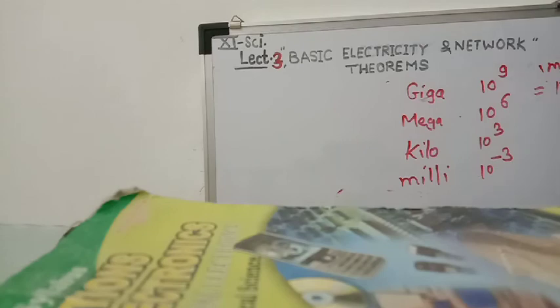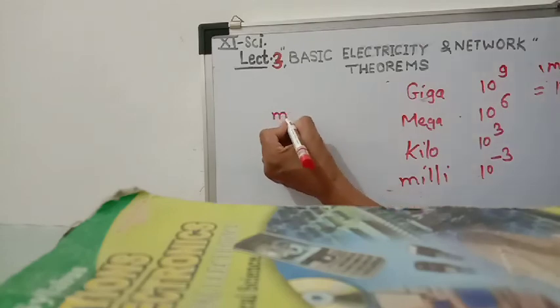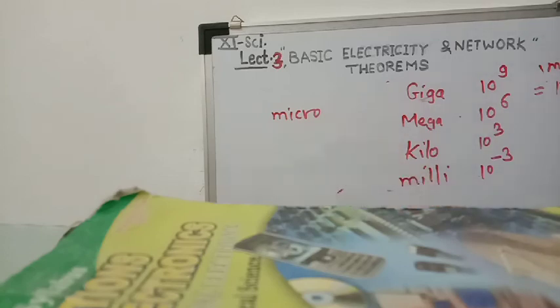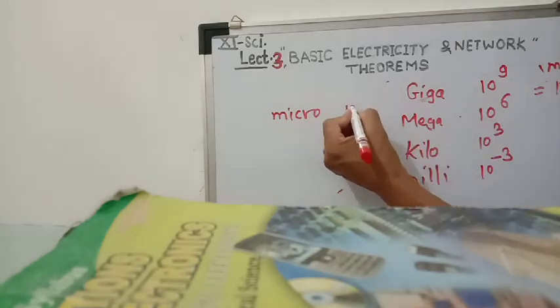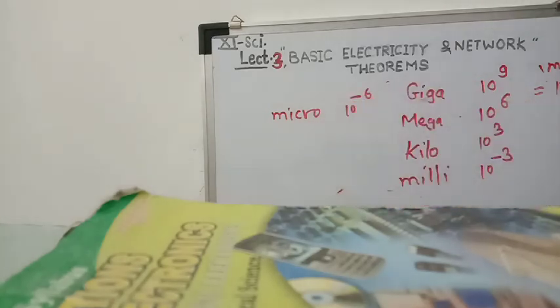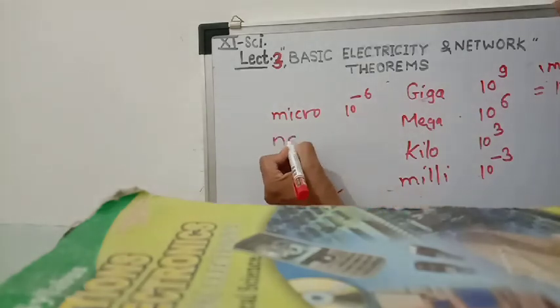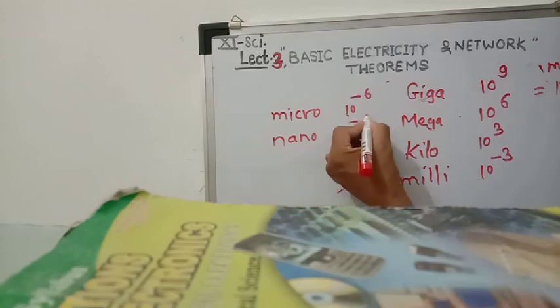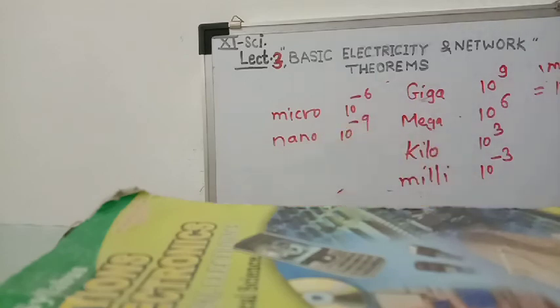Okay, then micro. It is also a small unit, and that is 10 raised to minus 6. Then nano is 10 raised to minus 9. Suppose the current is 1 nanoampere. 1 nanoampere means 1 into 10 raised to minus 9 ampere.